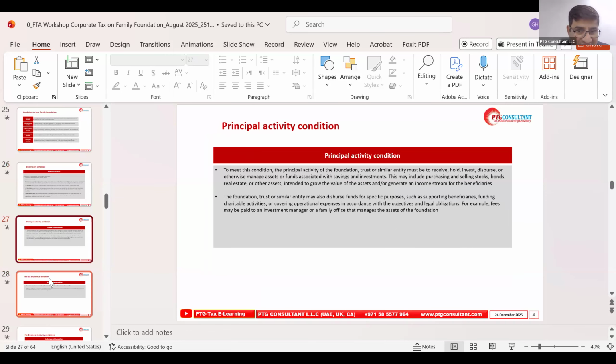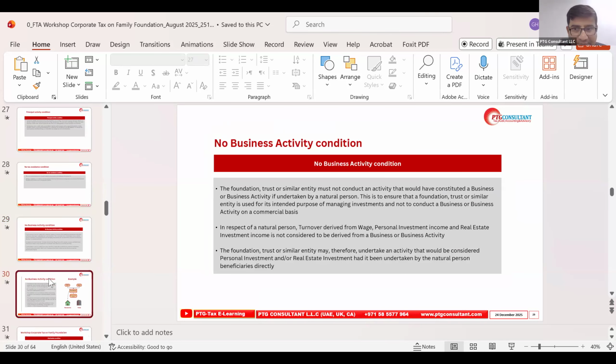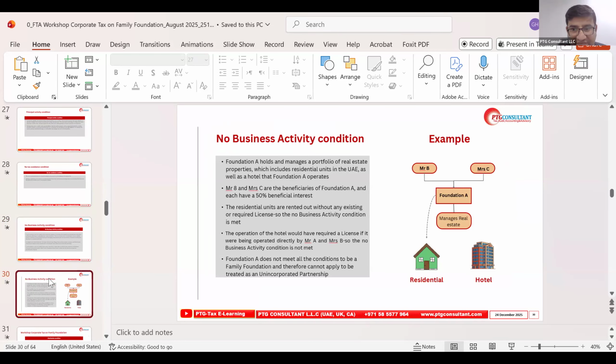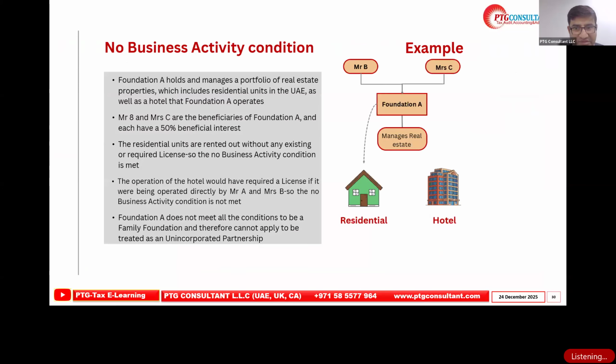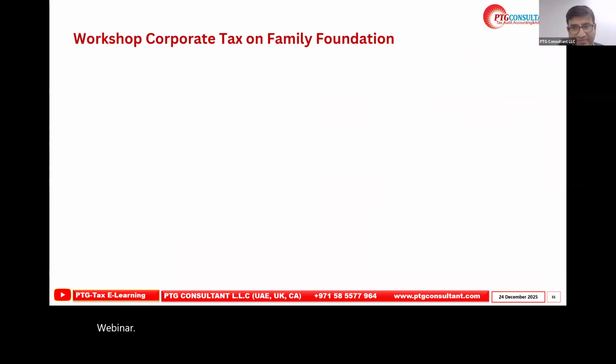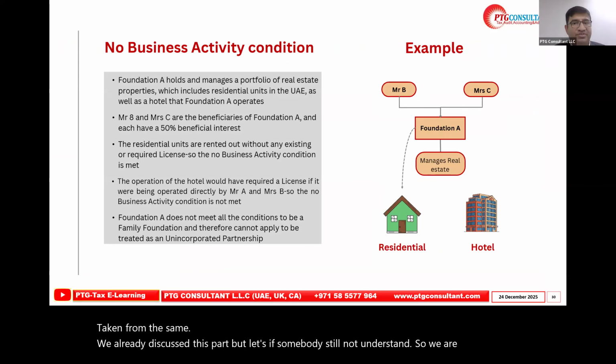Principal activity is again explained individually, so you will get this presentation as well. Now I'm just going to quickly see the no business activity condition. This is one of the FTA webinars. We already discussed this part, but if somebody still doesn't understand, we are trying to explain it here: no business activity.